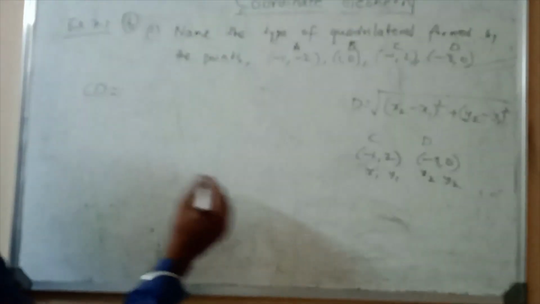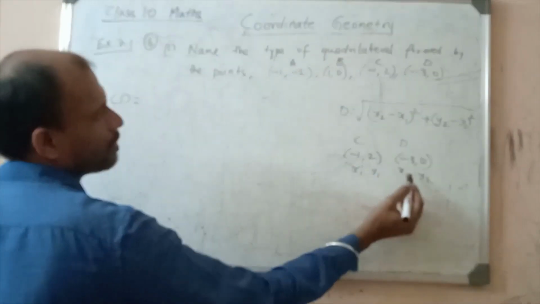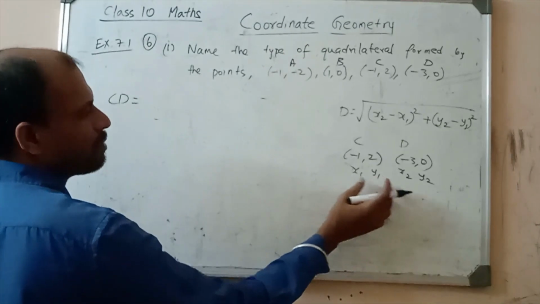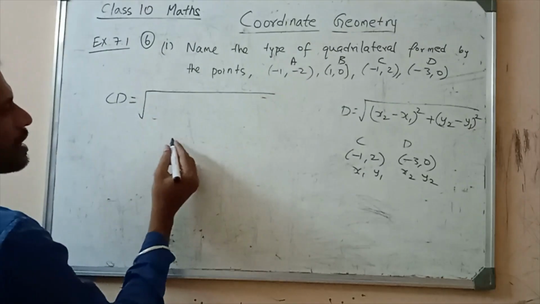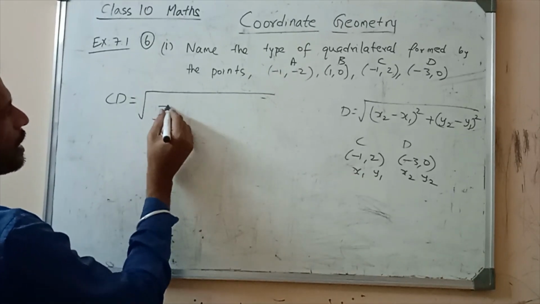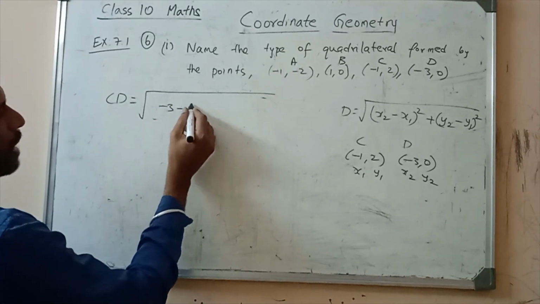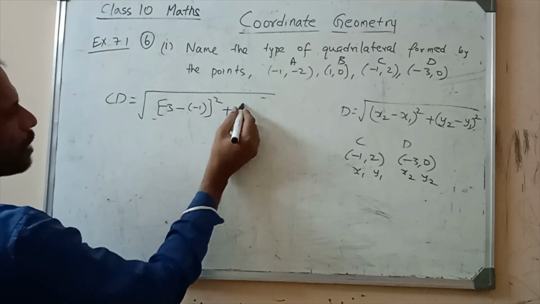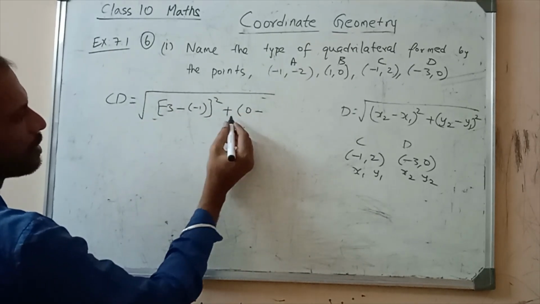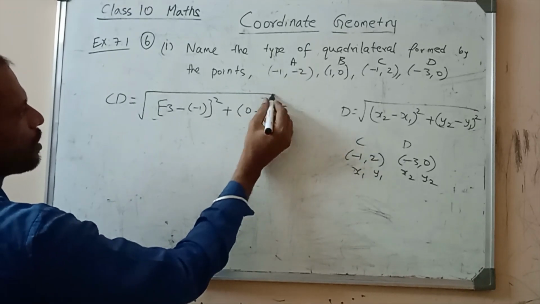Now let us find the distance CD. So C(-1, 2) and D(-3, 0). So these become x1, y1, x2, y2. Now using the distance formula, x2 value minus 3 minus x1 value minus 1, again the whole square, plus y2 0 minus y1 value 2, the whole square.